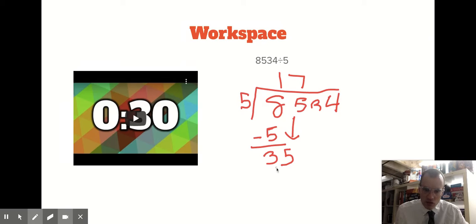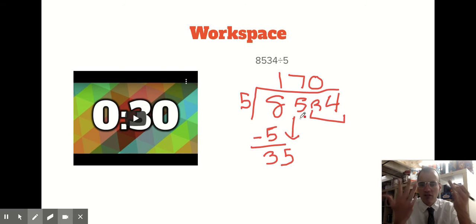And then we can subtract if it's easy for you, or we can just move on to this 3. 3 is smaller than 5, yes? So if 3 is too small, you just put a 0 there, and then you're going to move next door, right? 34. How many times can 5 go into 34? 5, 10, 15, 20, 25, 30, 35. Too big. Let's go back. 5, 10, 15, 20, 25, 30. 30 is going to be our number here.